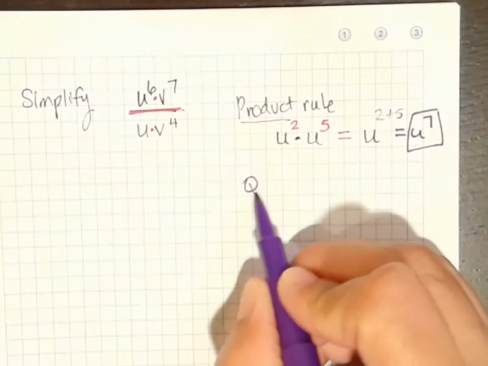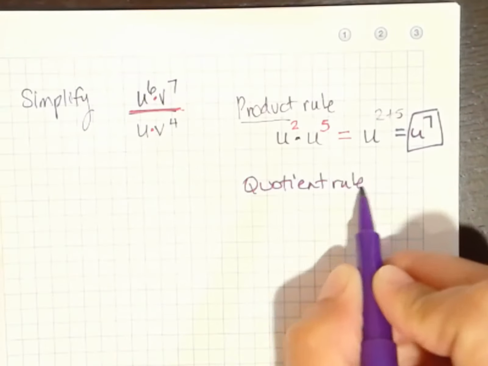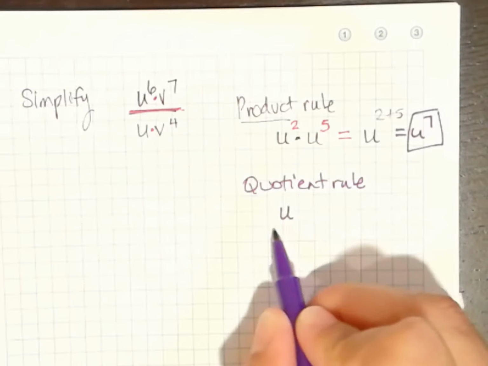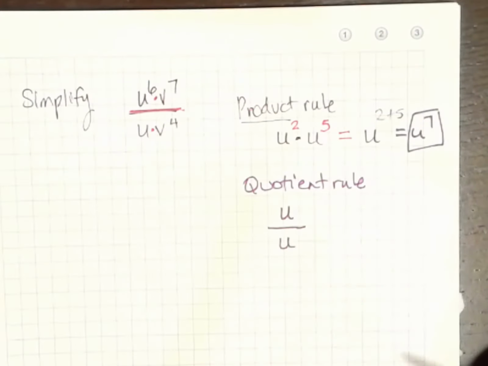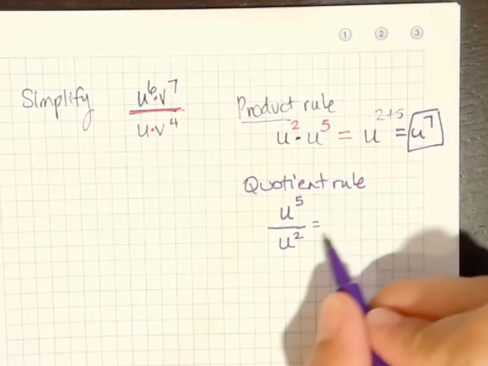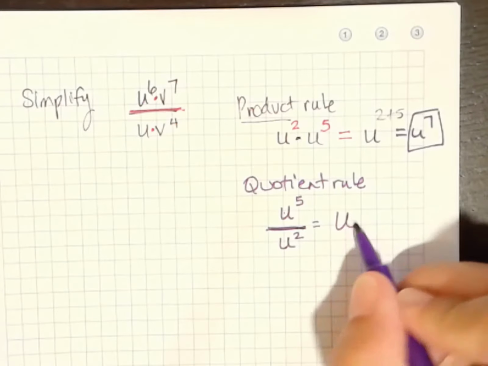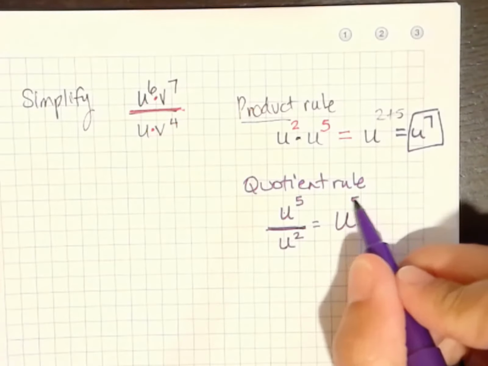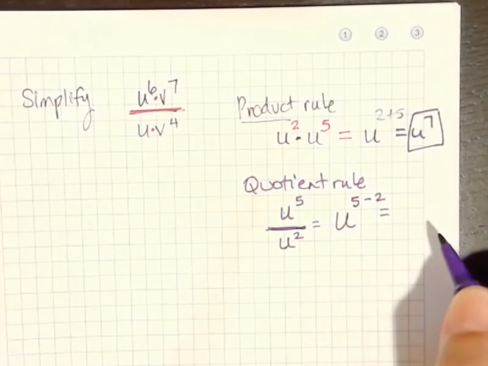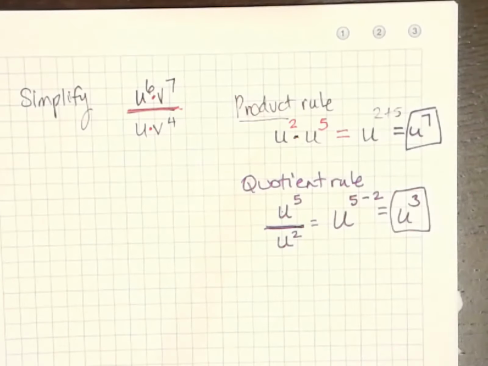The quotient rule, quotient means to divide. So that rule says that if you have bases of the same and they're being divided, and I'll put the powers, let's say 5 and 2 again, then if I'm dividing and the bases are the same, I get the same base, I get the u, and then I take the top power minus the bottom power. So that would give me u to the 3rd.